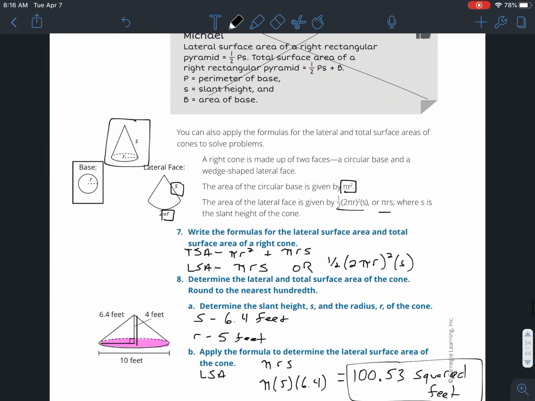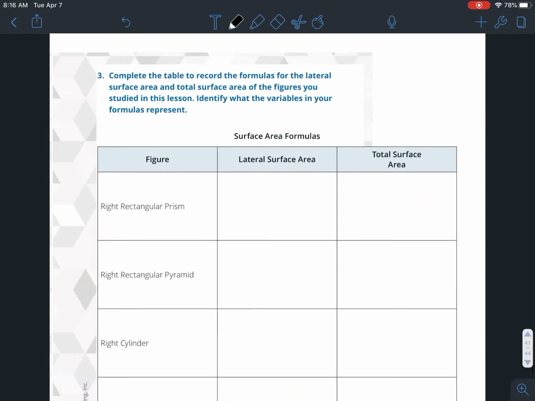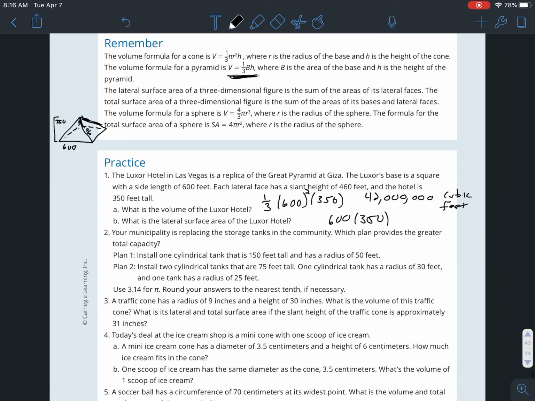Nope, I'm sorry, I gave you the wrong one. So it's going to be the 450. Because what we're going to do is times the 460 and the 600 and add them essentially together.